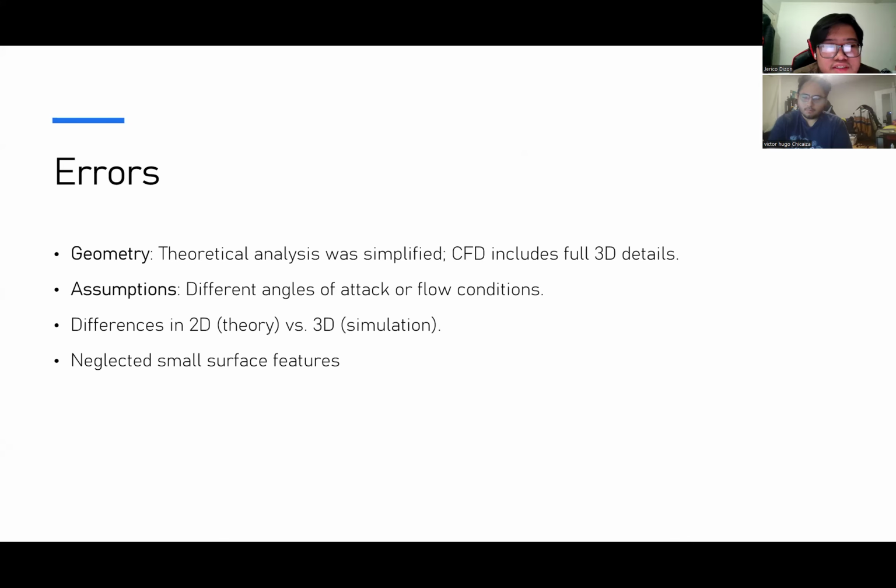And for our assumptions, we only assumed one angle of attack, but there are also different angles of attack or flow conditions. And of course, there are differences in 2D theory and 3D theory. Moreover, we neglected small surface features as we assumed they were already part of our drag coefficient.